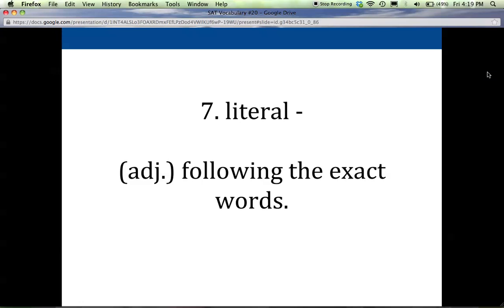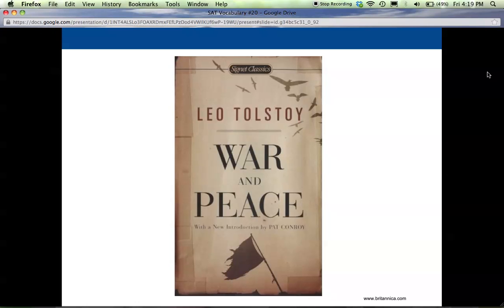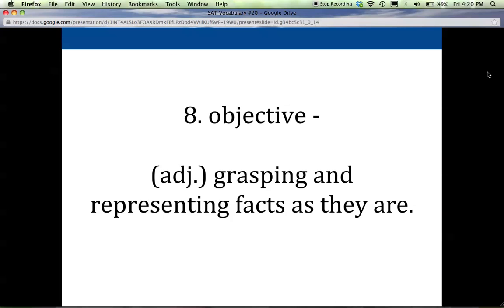Seven is literal. This describes something. So it's an adjective, and it describes something that follows the exact words, the exact meaning of something. So I was thinking literal translation. There are a lot of different texts that are written in different languages, and then they are translated, and the literal meaning is written in English. So here's Leo Tolstoy's very famous War and Peace, an enormous text that was translated literally, word for word, trying to give us the exact meaning of the original text from Russian into English.